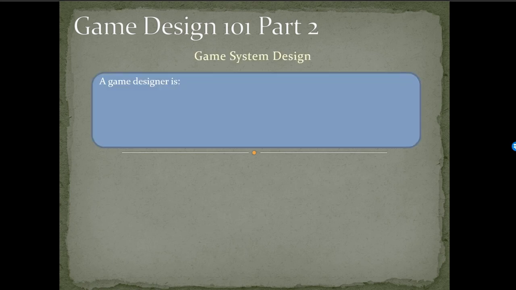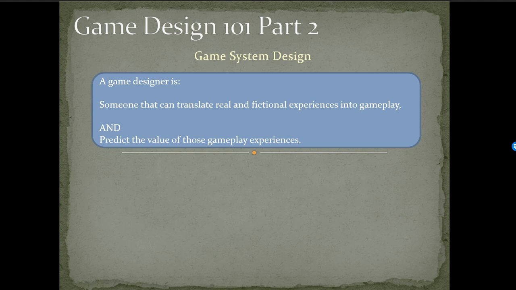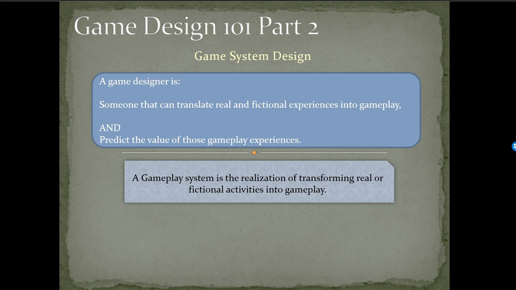Let's refresh on what we did in Part 1, in case you don't want to watch it. Basically, we went over the definitions of things. A game designer is someone that can translate real and fictional experiences into gameplay and predict the value of those gameplay experiences. And there's lots of tips and tricks in Part 1, so I suggest you watch that.